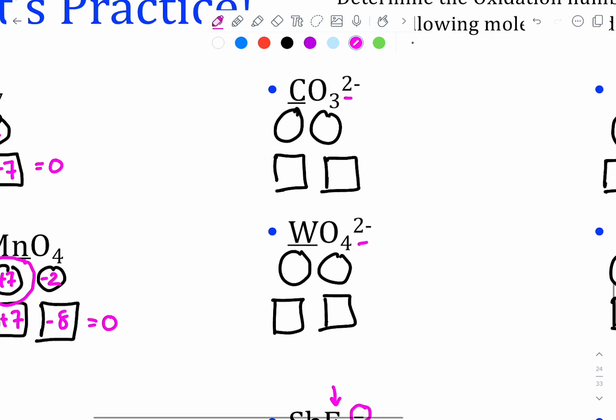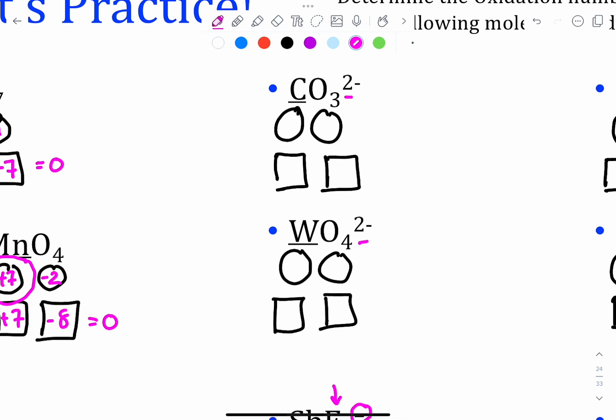Tungsten and oxygen. Well, we know oxygen, -2. There's 4 of them, so -8 total. It has a charge of 2-, so we have to equal 2-. So tungsten must have a contribution of +6, and since there's only one, that is its oxidation number.